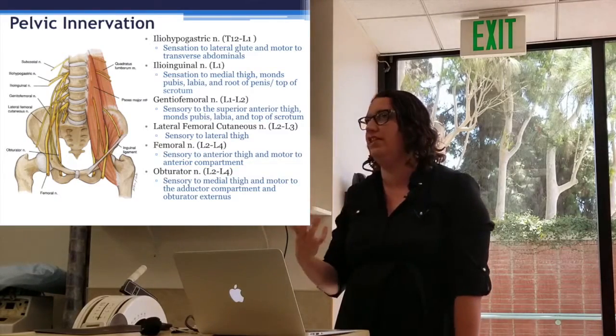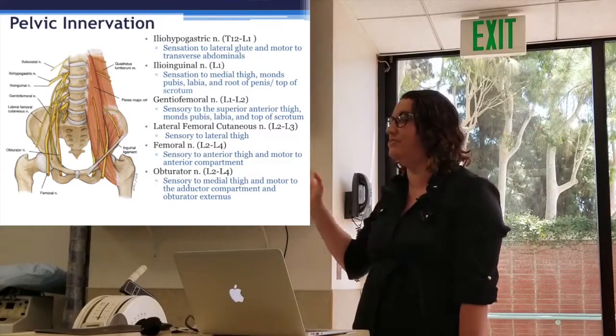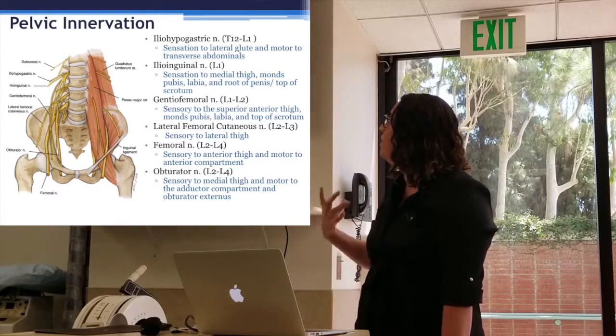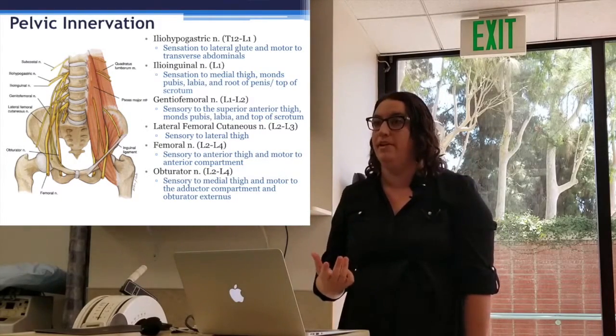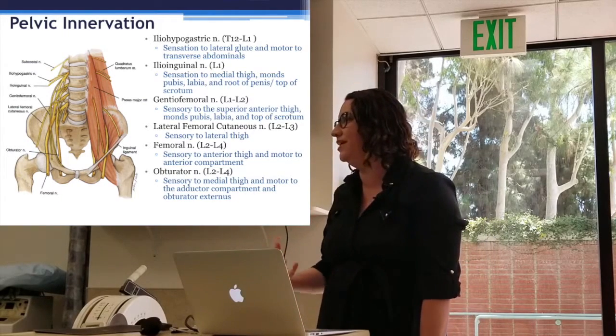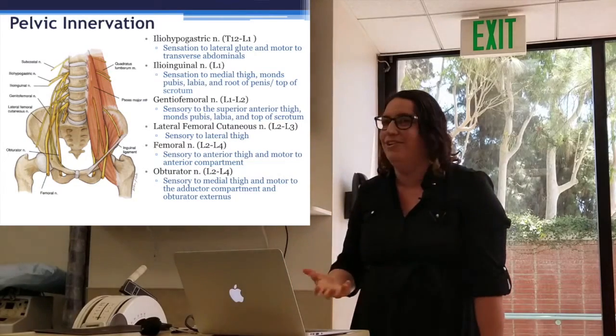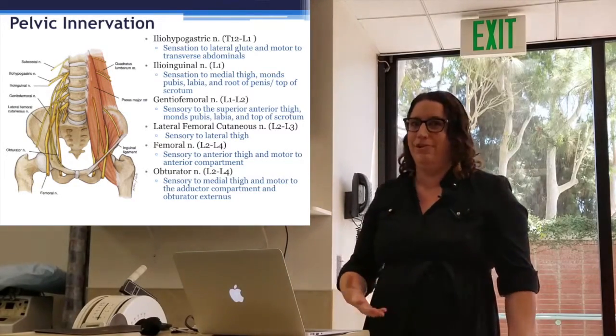And so if we start to think about patients coming in and reporting lateral glute pain, we might want to be checking sensory to that area. And also it's providing motor to the transverse abdominis. So if we have any sort of entrapment or problem in that area, the individual may not be able to get good transverse abdominis activation, which in turn also kind of leads to poor pelvic floor activation.